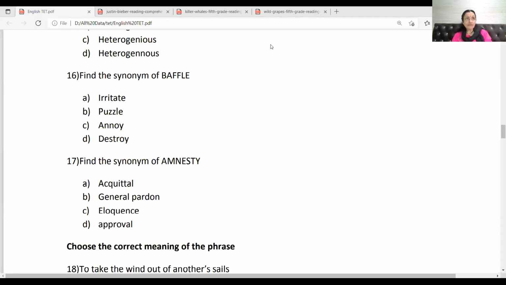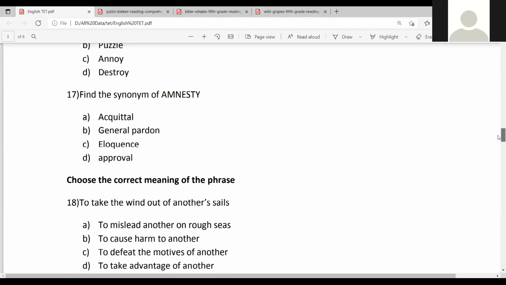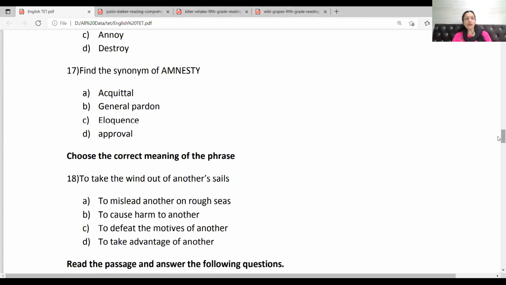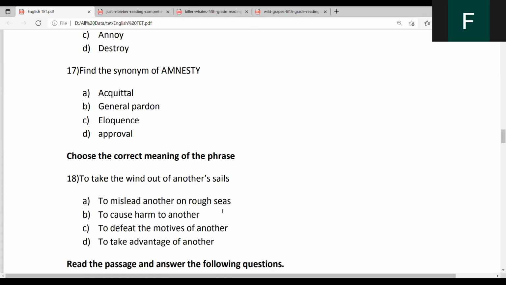Now there is a phrase. Another type of question I have put here is: choose the correct meaning of the phrase 'to take the wind out of another's sails.' A, to mislead another; B, to defeat the motives of another; C, to take advantage; or D, to cause harm to another.